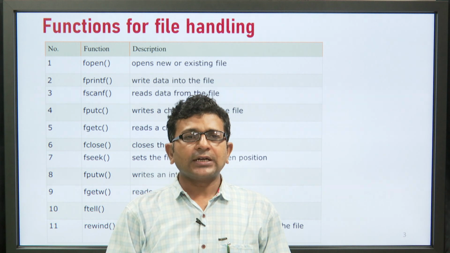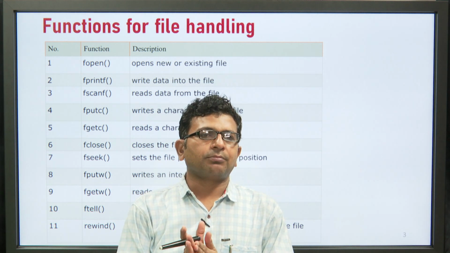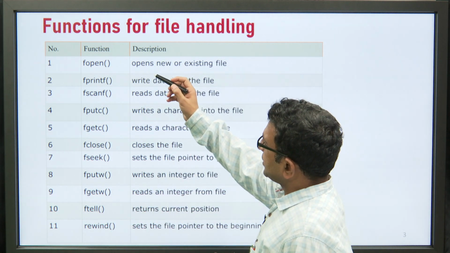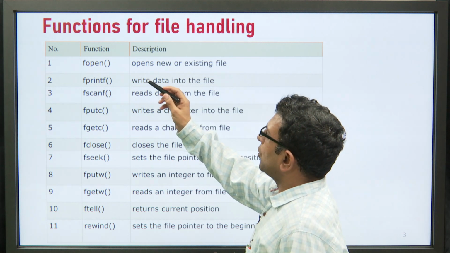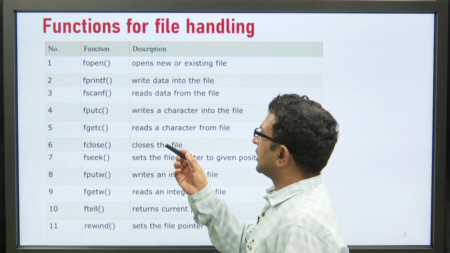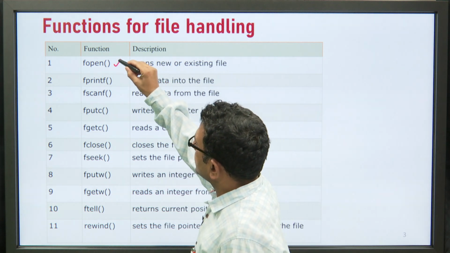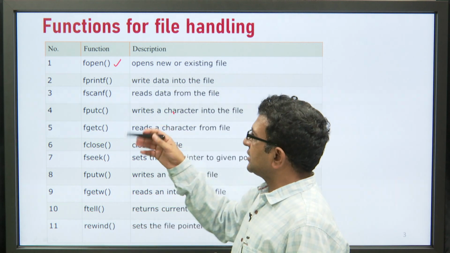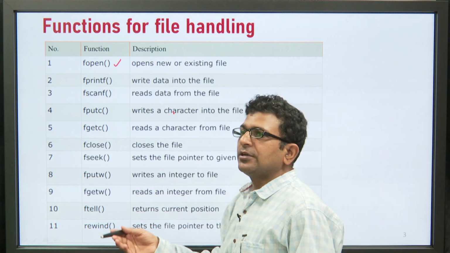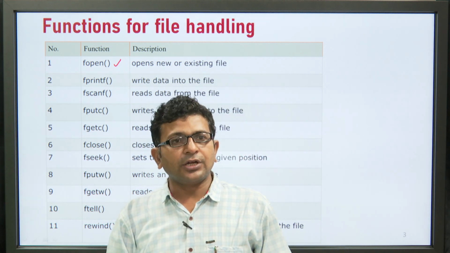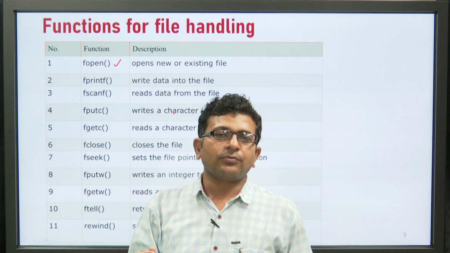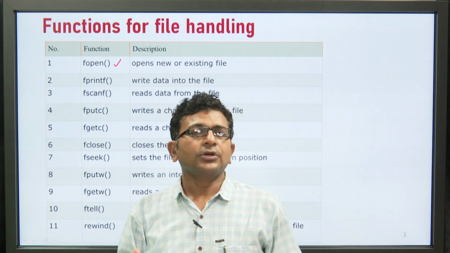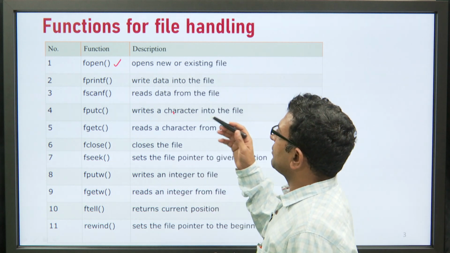Now, just see what kind of functions the file handling tool provides in C programming. The first function is fopen. If we want to open an existing file or create a new file, we will use the fopen function. There are various modes, which will be discussed later in the next slide, in which we can open a file. If you want to open a file in reading mode, we have the r mode available. If you want to open a file in writing mode, we have the w mode available. So, there are various modes available to open a particular file.